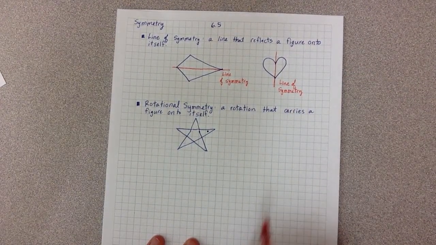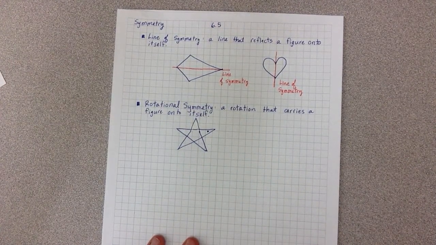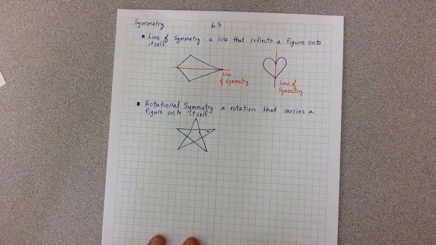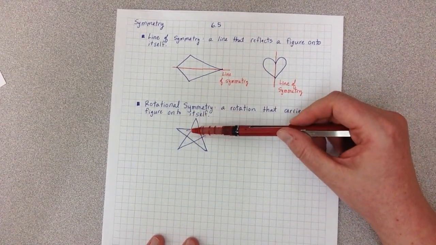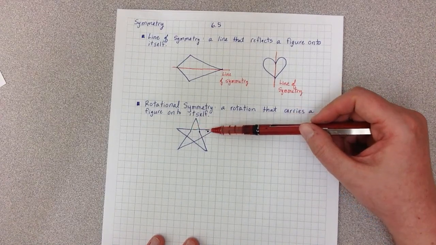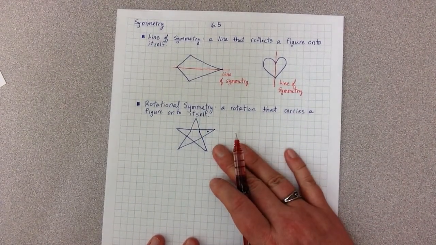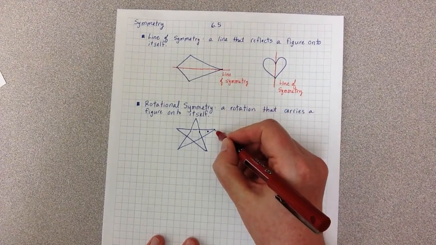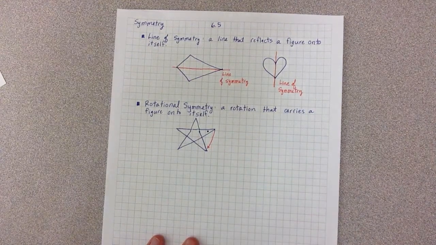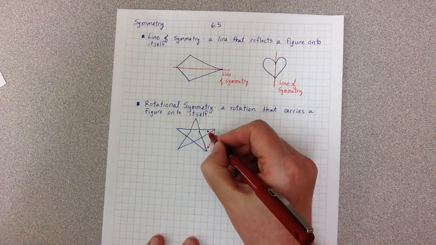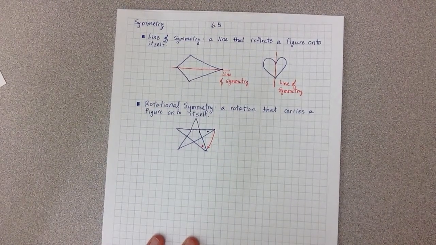Rotational symmetry is a rotation that carries a figure onto itself. Again, since I'm not a perfect artist, we're going to have to sort of pretend that each of these pieces in this star are exactly the same. And so if I can take this star and rotate it so that this point here ends up on that point, which means this dot would end up over here, that's rotational symmetry.